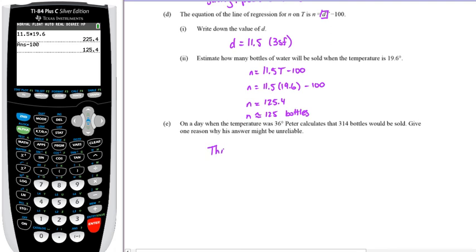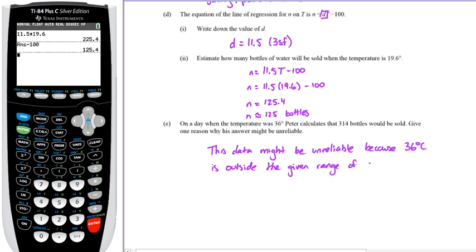So this data might be unreliable, because a prediction on a day when it's 36 degrees is considered extrapolation. So 36 degrees is outside the given range of data, and therefore it is considered extrapolation and is unreliable.